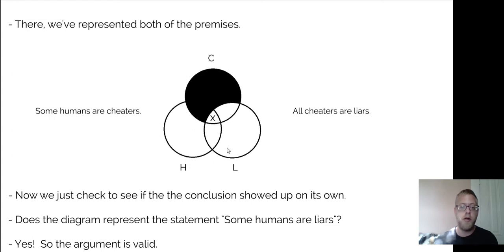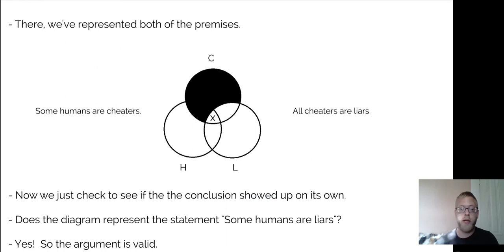Again, just look at the H circle and the L circle. This is telling us there's at least one member of the H circle, the human category, who is also a member of the L circle, the liar category. So that means some humans are liars. So if this premise is true and this premise is true, that conclusion is automatically true as well. Because once we've represented this premise using the diagram and we represent this premise using the diagram, the conclusion is there already. That's what valid arguments look like in categorical logic.